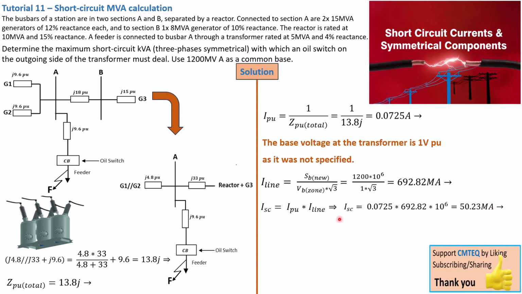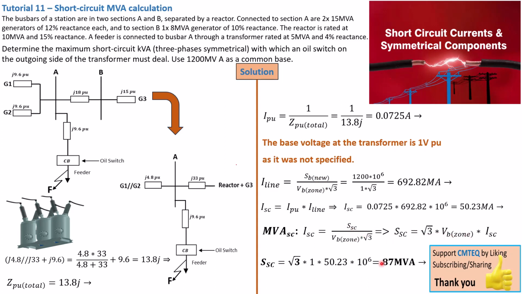Now, having said that, from here obviously you can calculate your short circuit MVA using the same formula as your line current, this time replacing your SB new with your S short circuit. That's what you are basically going to calculate. Okay, and that gives you a short circuit MVA of 87 megavolt ampere using the same 1 volt per unit as a base voltage around the feeder, because that is the base voltage that is supplying this feeder here, or the fault that the circuit breaker is going to be dealing with.